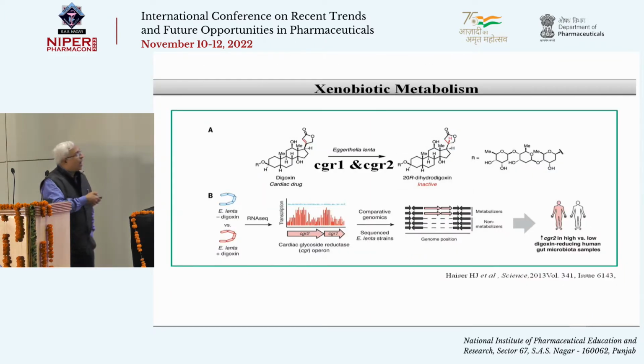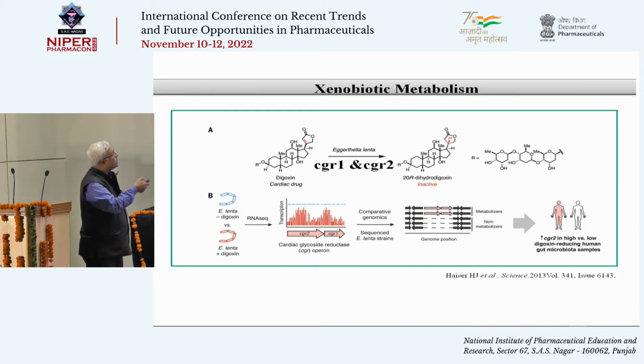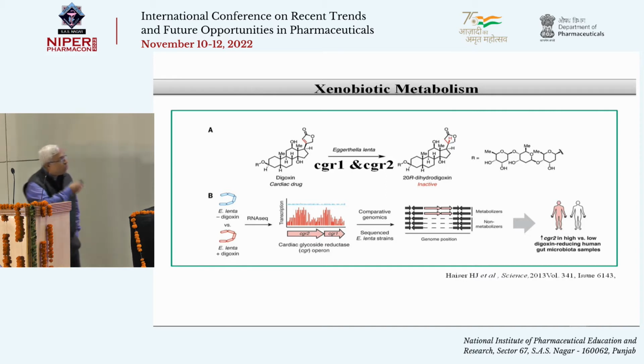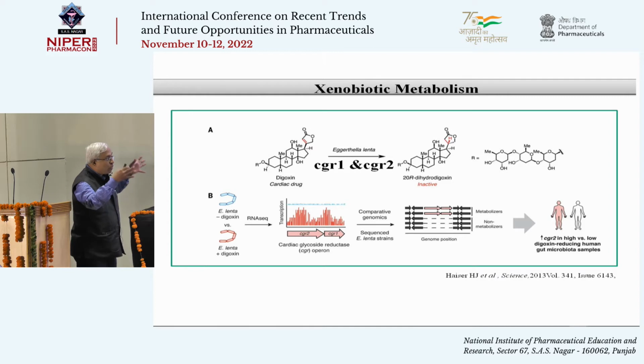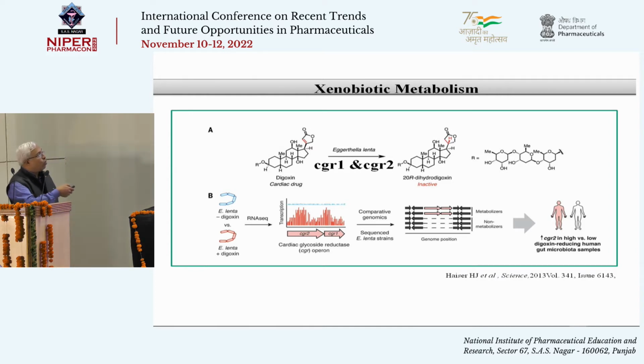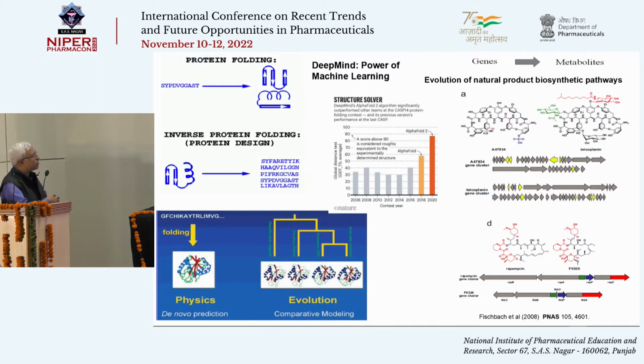This is the area which is also equally important. For example, digoxin: a microbial gene comes and modifies it so the drug becomes inactive. As more and more examples come from experiments, if we as computational biologists analyze that data properly, we would be in a position to develop tools to predict these things better, and that is the purpose of this talk.